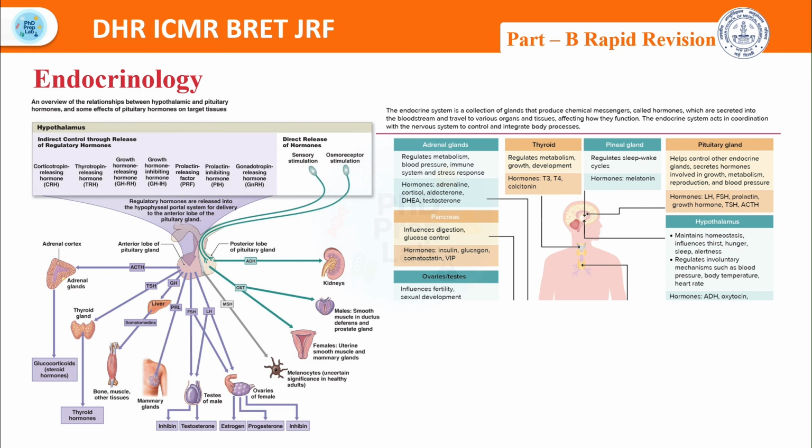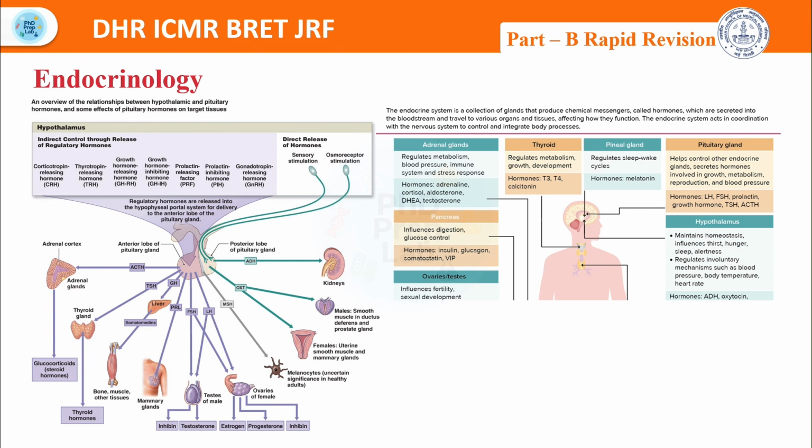Now we move to endocrinology. So first up, we have the hypothalamus, which is the master of the master glands. So it has certain secretions. Basically, it stimulates the anterior pituitary hormone secretion. So it has secretions like TRH, which is the thyrotropin releasing hormone. It stimulates TSH.